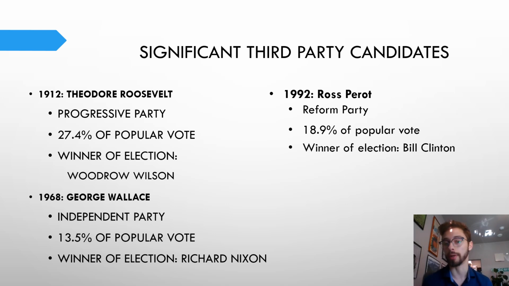And you see this happening once again in 1992 when Ross Perot comes up and runs for the Reform Party, in which he obtained even more than George Wallace a few decades prior and obtained 18.9% of the popular vote, resulting in Bill Clinton winning the election.